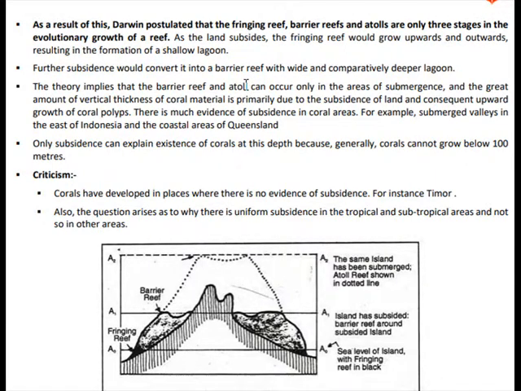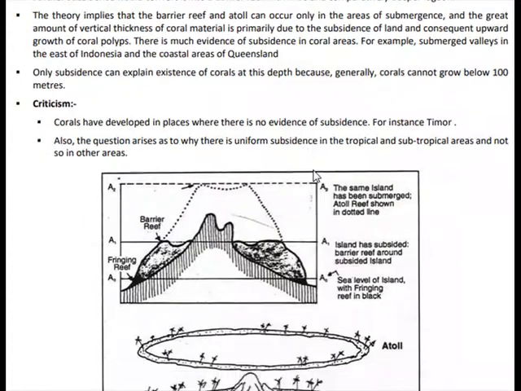The theory implies that the barrier reef and atoll can occur only in the areas of submergence, and the great amount of vertical thickness of coral material is primarily due to the subsidence of land and consequent upward growth of coral polyps. There is much evidence of subsidence in coral areas. For example, submerged valleys in the east of Indonesia and the coastal areas of Queensland. Only subsidence can explain the existence of corals at this depth because, generally, corals cannot grow below 100 meters.